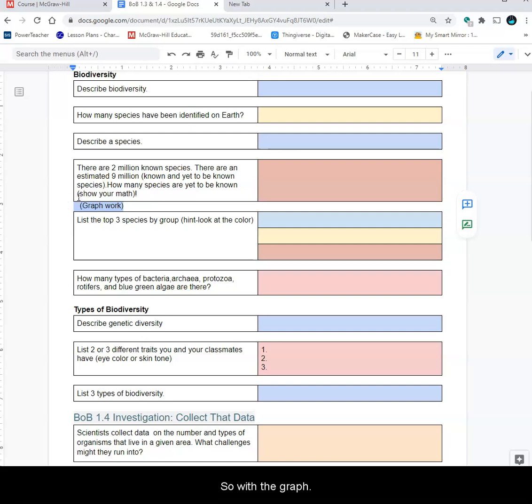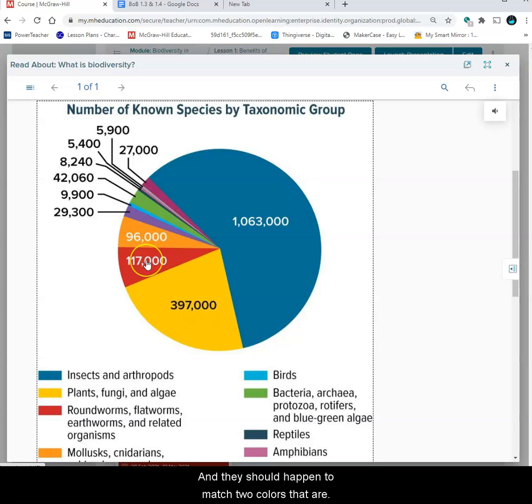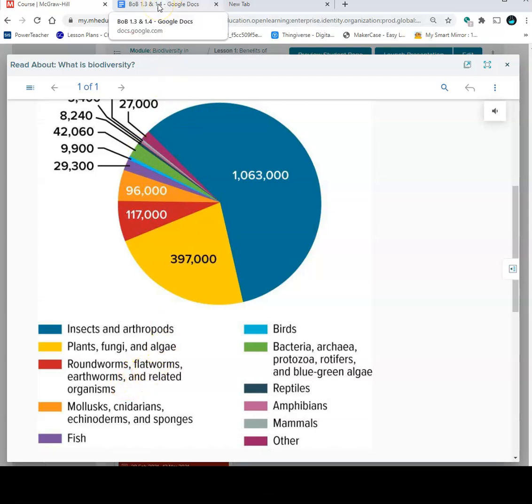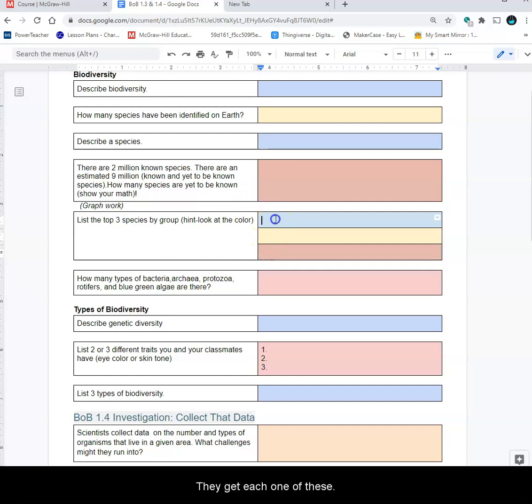So with the graph work, basically all we're doing here in the first section is listing the top 3 species by group. And I've kind of conveniently listed these by color, and they should happen to match the colors that are here. So this largest group is going to be the insects and arthropods. Second group is going to be plants, fungi, and algae. And for this red group, you can probably just put down various types of worms. If you want to put that all down, you can, but I'd be fine with just various types of worms. And again, each one of these should fit.